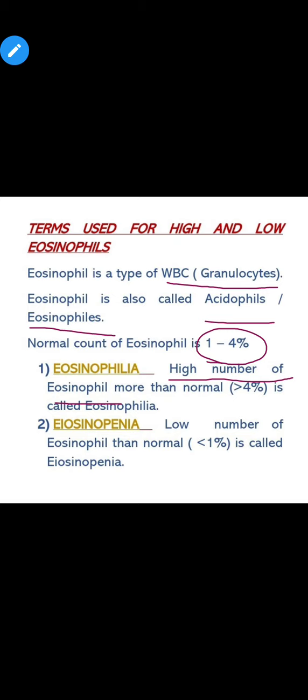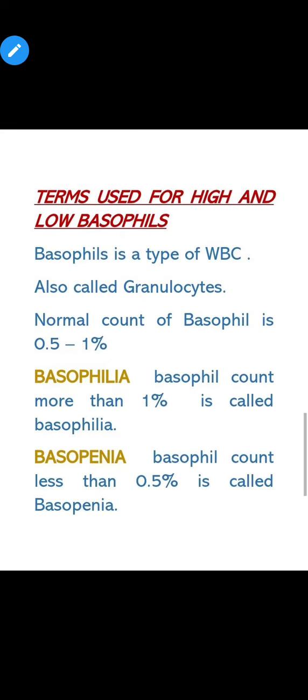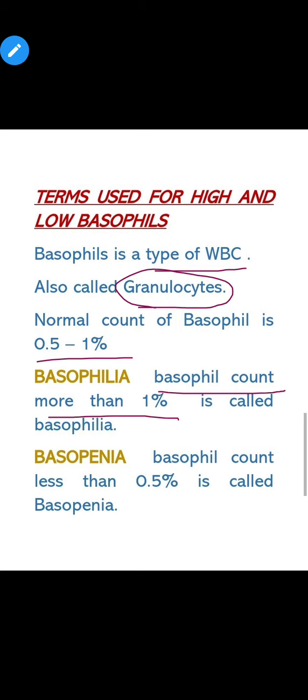And the next term, eosinopenia, is used when there is a lower number of eosinophils than normal, that is less than 1%. Terms used for high and low basophils. Basophil is also a type of white blood cell, also called granulocyte, and normal count of basophils is 0.5 to 1%. The term basophilia is used when the basophil count is more than 1%.